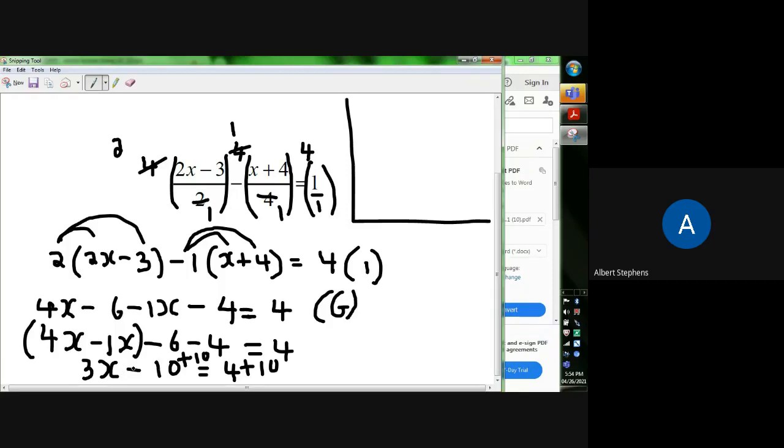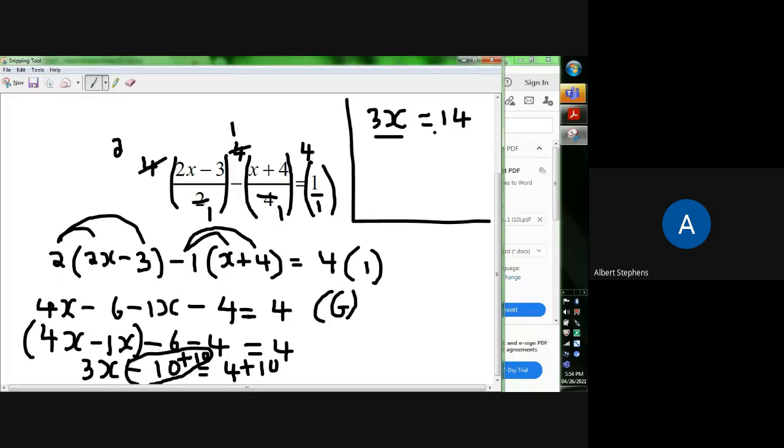So you see this negative 10 here? To get rid of it, we add 10, because negative 10 plus 10 will give you 0. So all of this is going to go away. But if you add 10 to the left, you have to add 10 to the right. So we end up with what? 3x equals 14.